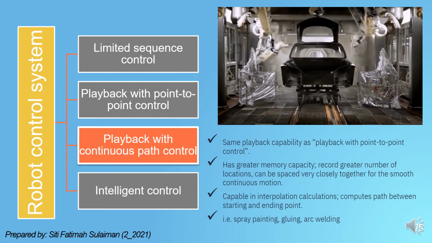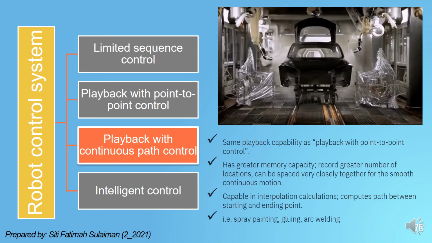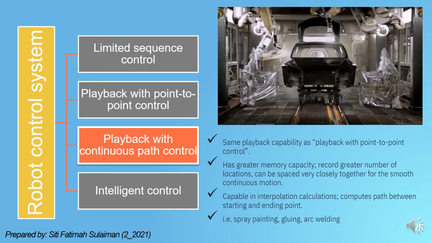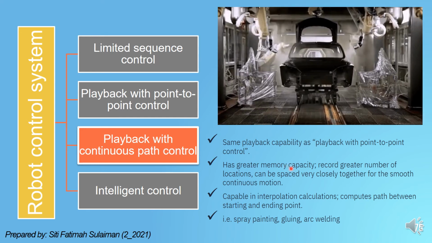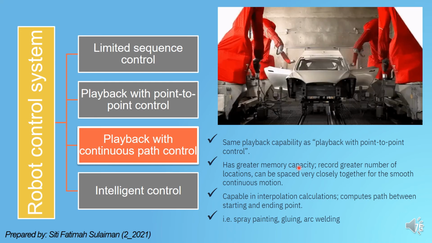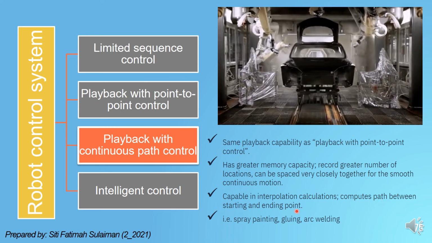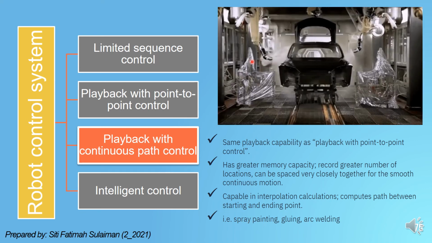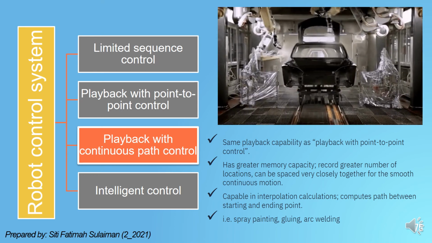Next we have the playback with continuous path control system. Compared to playback with point-to-point control, continuous path control has greater memory capacity, and this type of control system also has the capability to compute the path between the starting and end point. Spray painting, as illustrated in the video, is one of the applications for this type of control system.